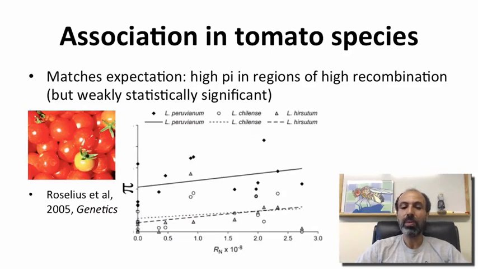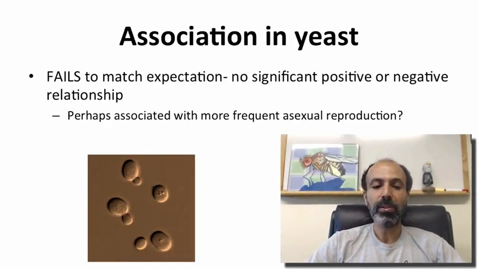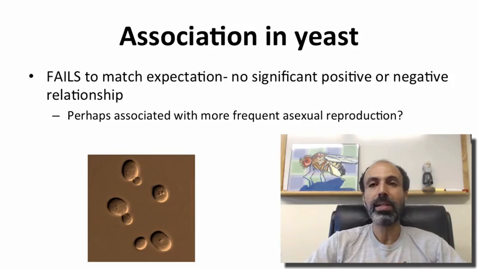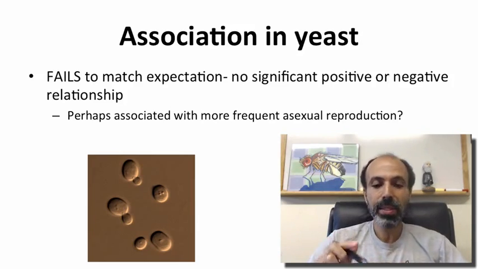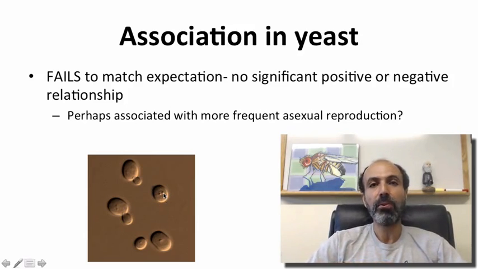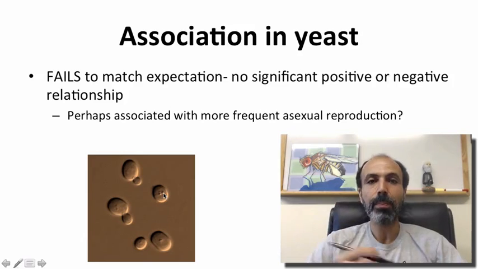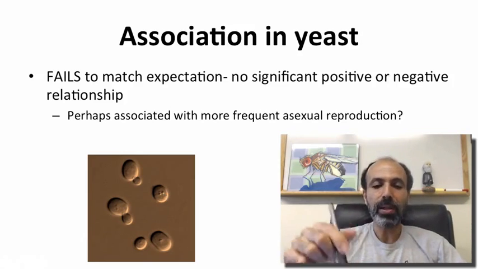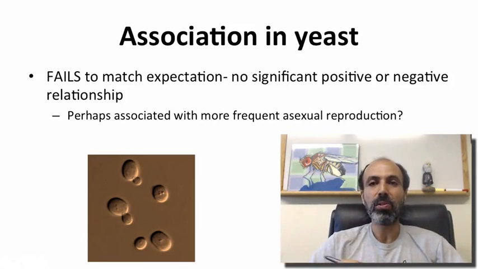Here's the same thing in various tomato species. That again, you see this higher pi in regions of high recombination. This wasn't as compelling, but it was weakly statistically significant, so that's cool. Yeast, in contrast, I don't actually show you a picture of it, but it actually doesn't really match the expectation. There was no significant positive or negative relationship. And it could be in this case that yeast tend to reproduce asexually very often rather than sexually, potentially reducing this opportunity.